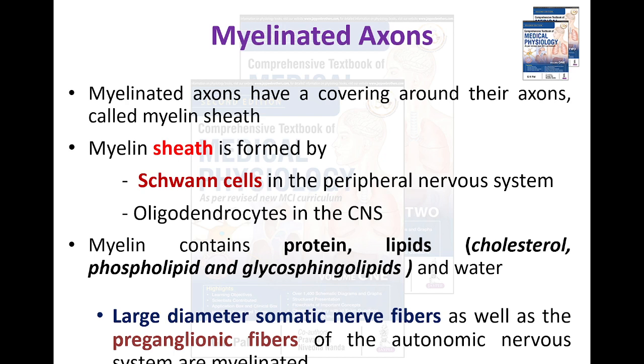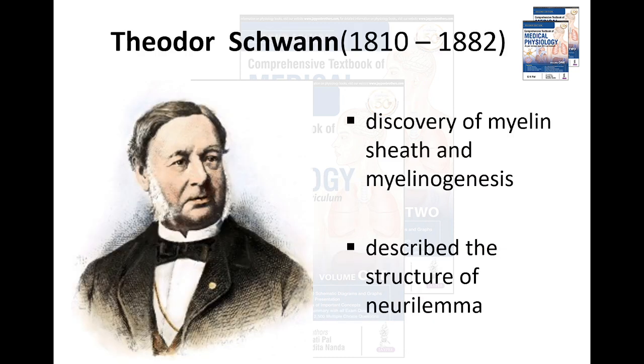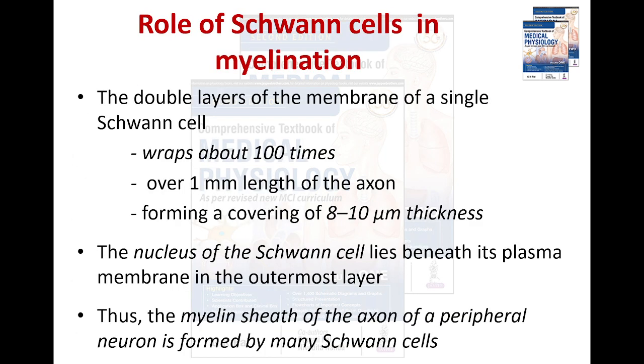The myelinated axons have a covering around them. The myelin sheath is formed by Schwann cells in the peripheral nervous system and oligodendrocytes in the CNS. It is made of lipids, glycosphingolipids and water. Large diameter somatic nerve fibers as well as preganglionic fibers of the autonomic nervous system are myelinated. Theodor Schwann, in 1810 to 1822, described the structure of the neurolemma. The production of myelin is called myelogenesis.